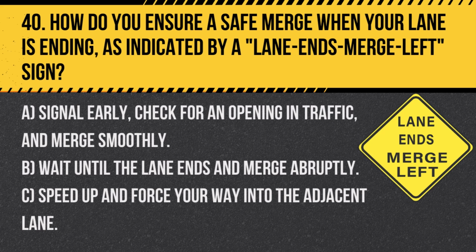Question 40. How do you ensure a safe merge when your lane is ending, as indicated by a lane ends merge left sign? A. Signal early, check for an opening in traffic, and merge smoothly. B. Wait until the lane ends and merge abruptly. C. Speed up and force your way into the adjacent lane. Answer. A. Signal early, check for an opening in traffic, and merge smoothly. Early preparation and signaling help ensure a safe merge.